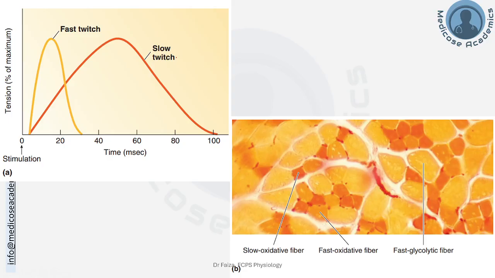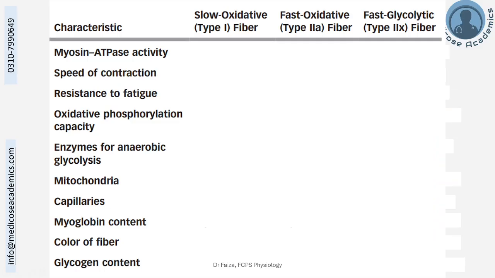First of all, as is evident by the name, slow twitch fibers and fast twitch fibers will have different durations of muscle contraction. Number 2, you can see the histological appearance. The fast oxidative fibers and the slow oxidative fibers are red-orange in appearance as they have better blood supply, whereas the glycolytic fibers are more yellow in appearance as they have less blood supply. Other features are these, which we are going to compare between these muscle fiber types.